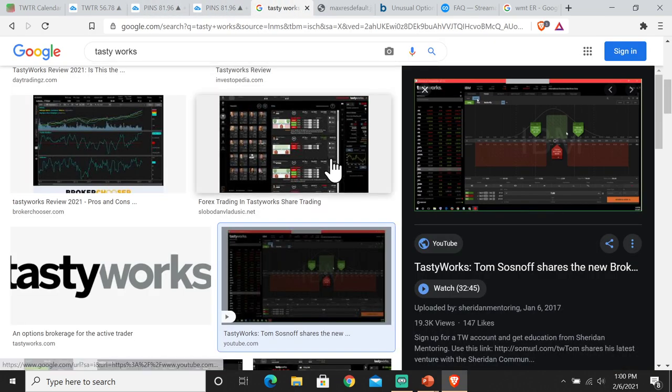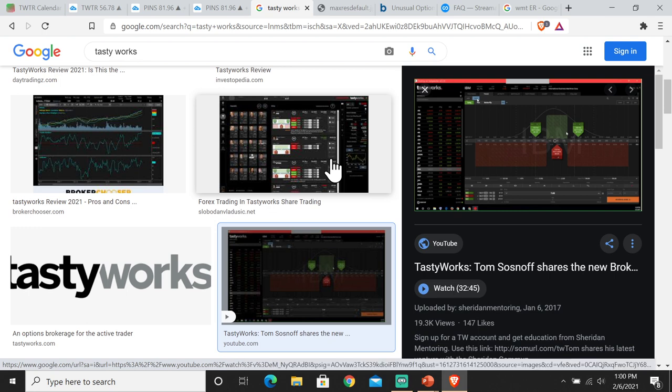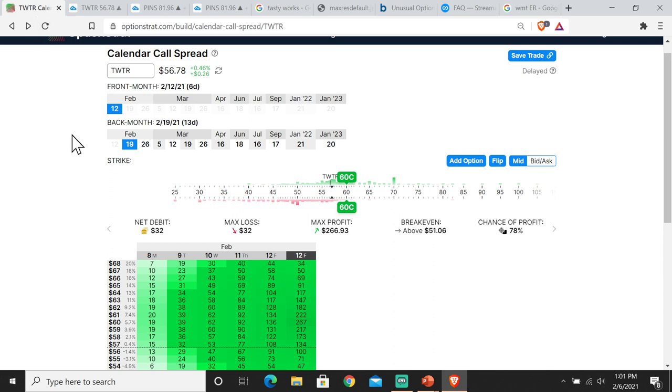I always find that I have better fills on them than when I use, say, Robinhood. It does charge commissions. I think it's 65 cents, if I recall correctly. But yeah, I do use Tastyworks for most of my options trading, and then I use a lot of Robinhood and Webull as well.